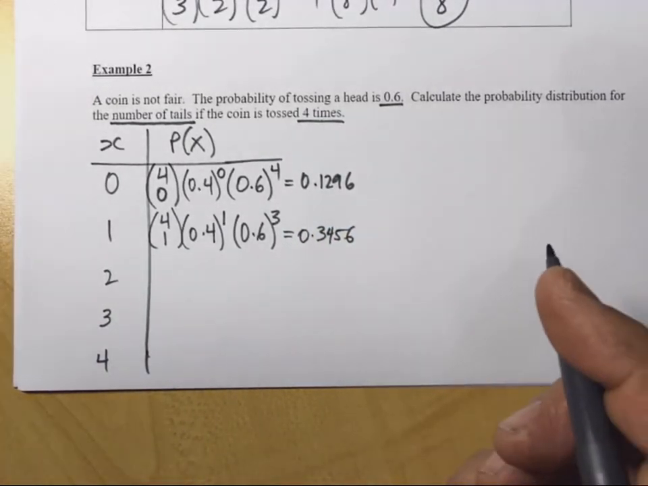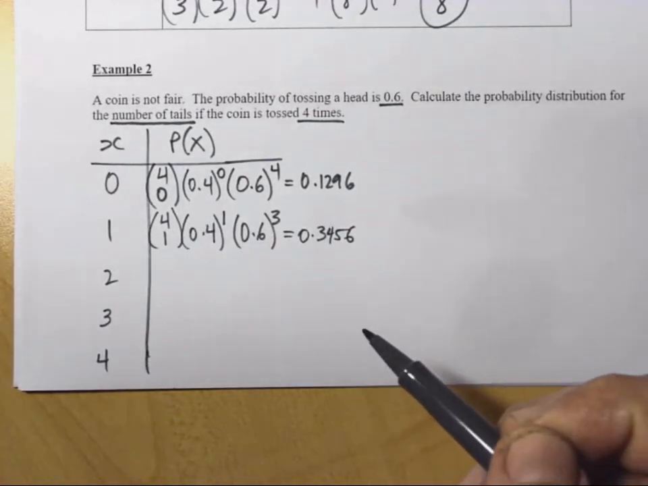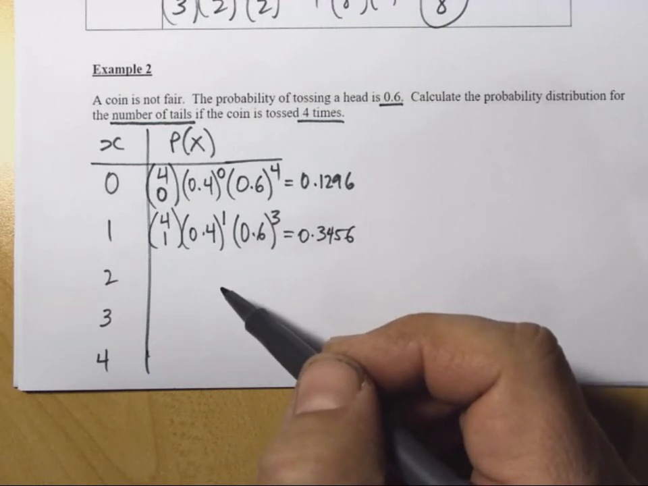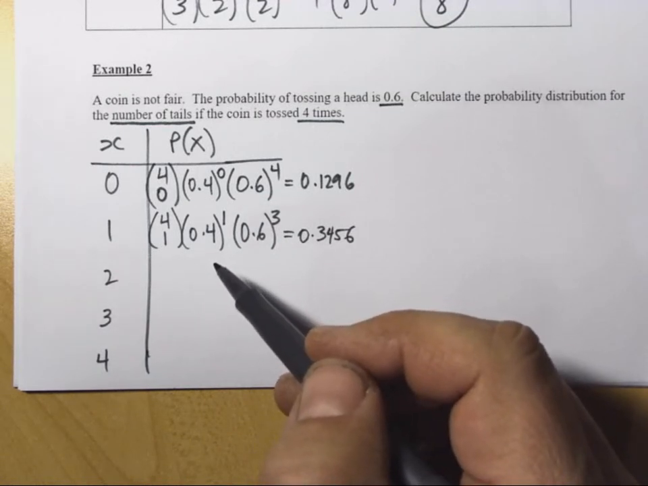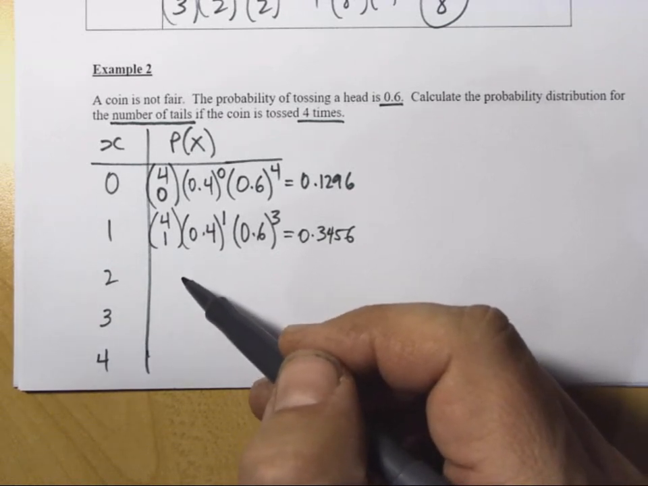I am going to leave it up to you to finish off 2, 3, and 4 following this pattern. It's not a very difficult pattern to follow, but you need to now understand how to apply the binomial theorem to represent these binomial distributions.